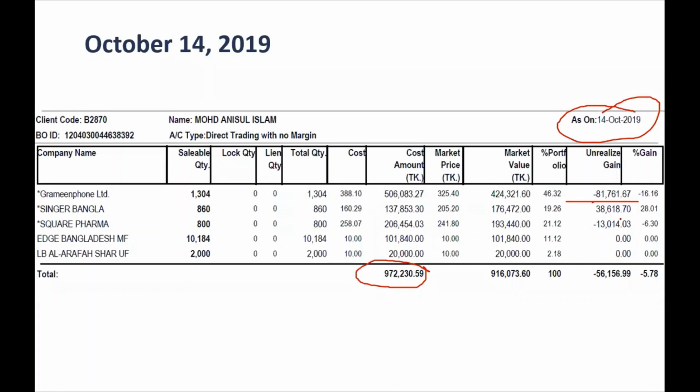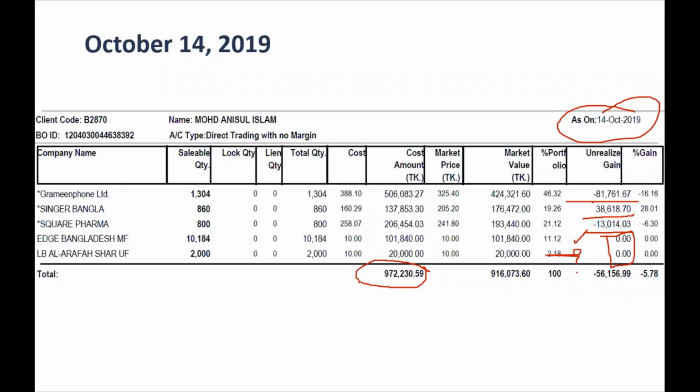Okay, and I had unrealized gain from this Singer Bangladesh, and I also incurred losses from Square Pharma, and the gains and losses from the mutual funds have not been reported here. Okay, but the reality is that I incurred gain from this, and I incurred loss from this investment. You see my annotation I'm making.